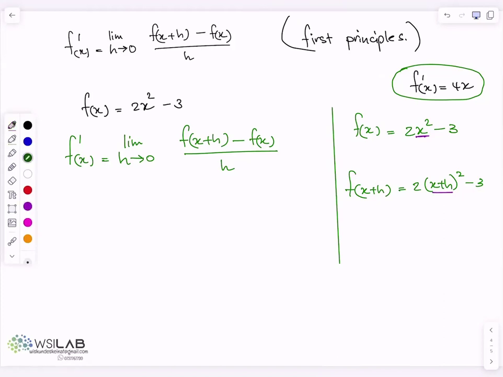So some students then multiply this out. I don't do it. I just go back into this equation and say this is the limit where h tends to 0.